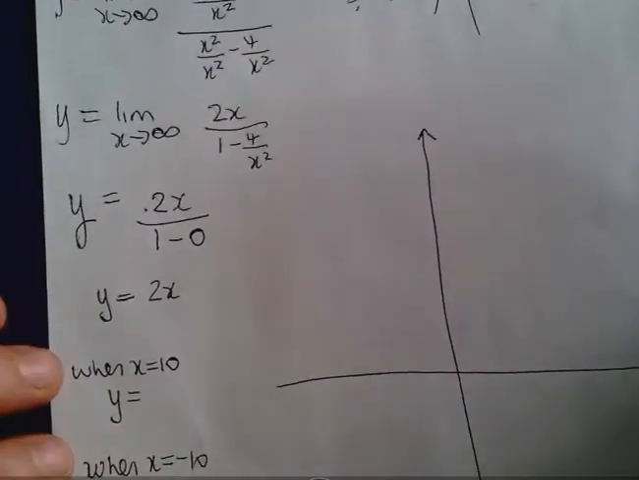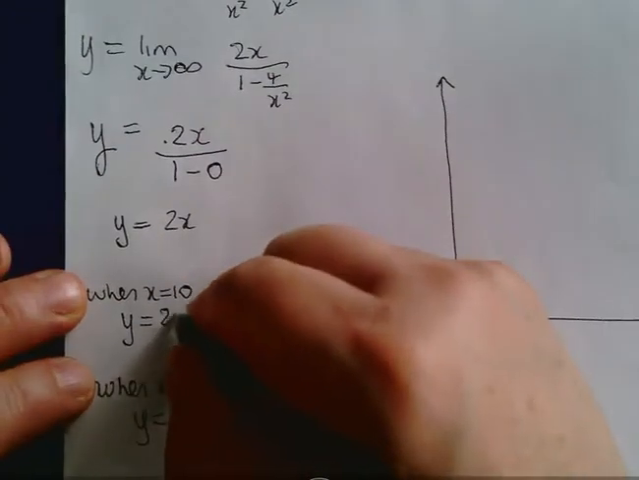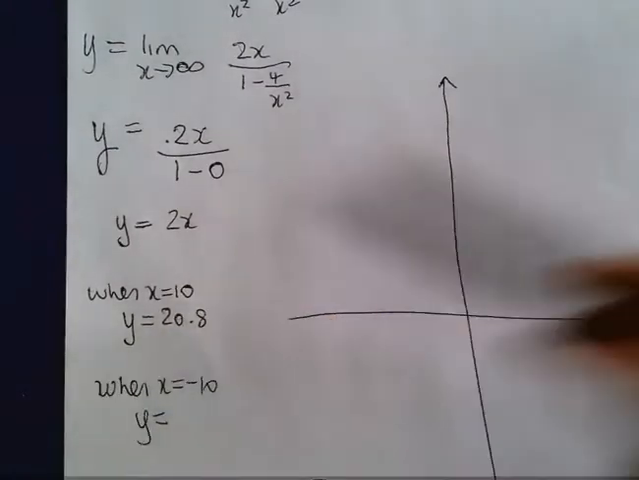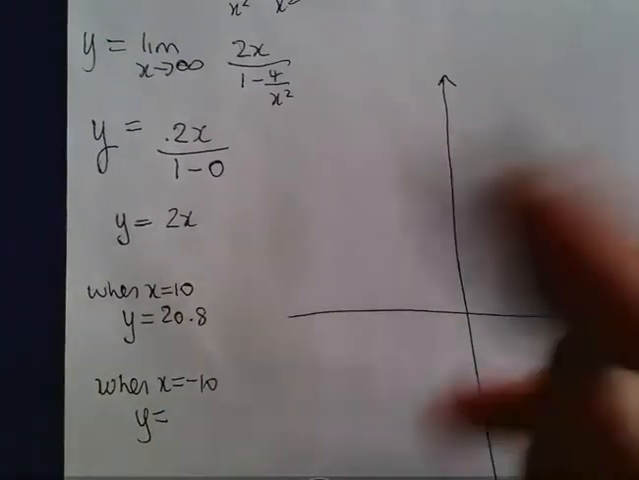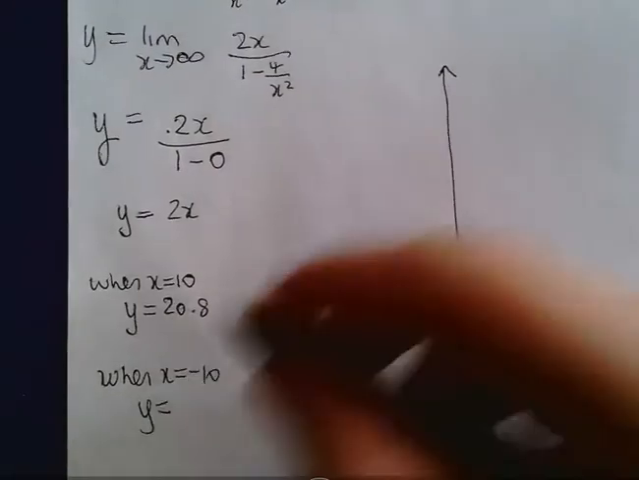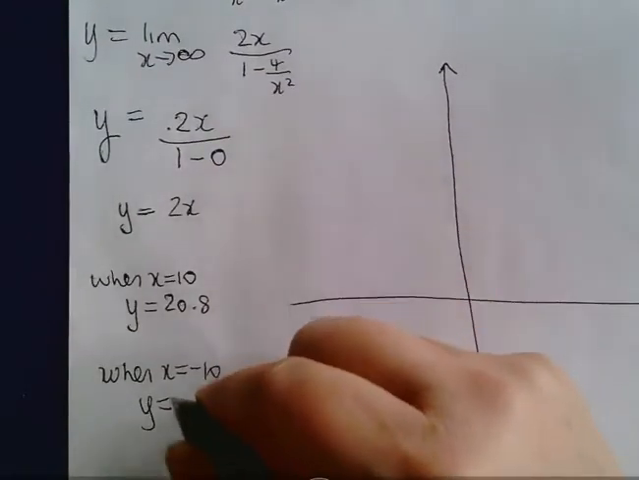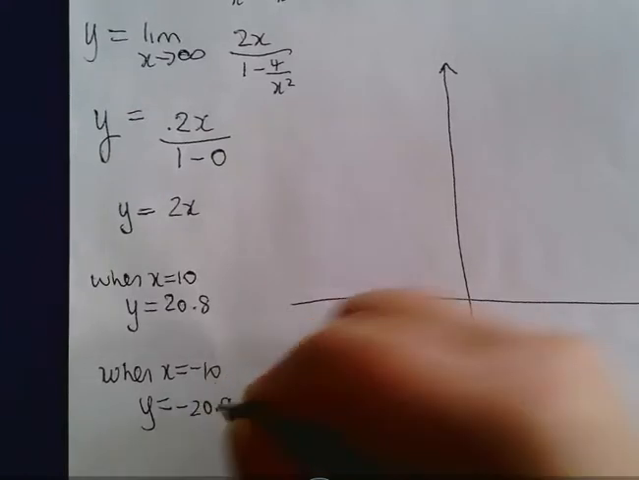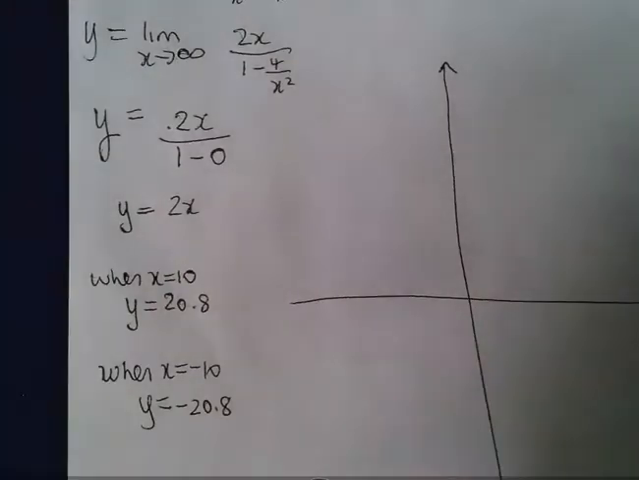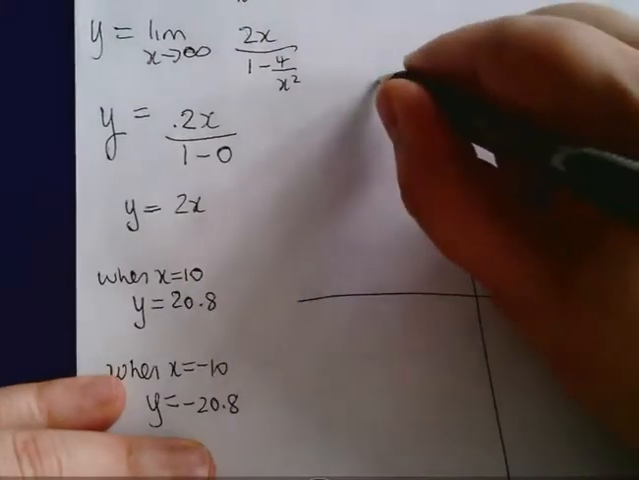What do you get? X is 10. See how that's approaching from above 2x? It's a bit more than double. See how that makes sense with y equals 2x as the asymptote? When x is 10, you get 20.8. It's coming from above 20. And when x is negative 10, what do you get? So it's coming from below 2x. Okay? So let's draw.